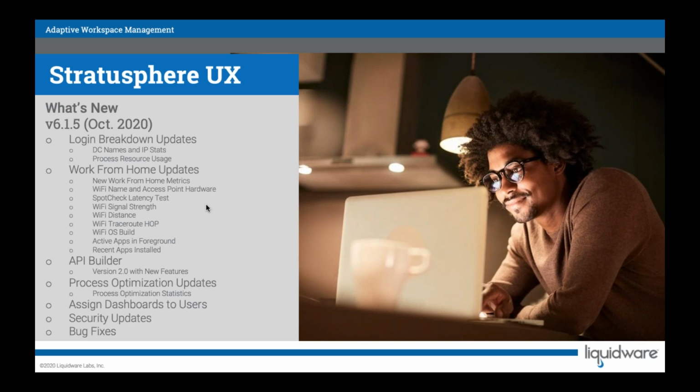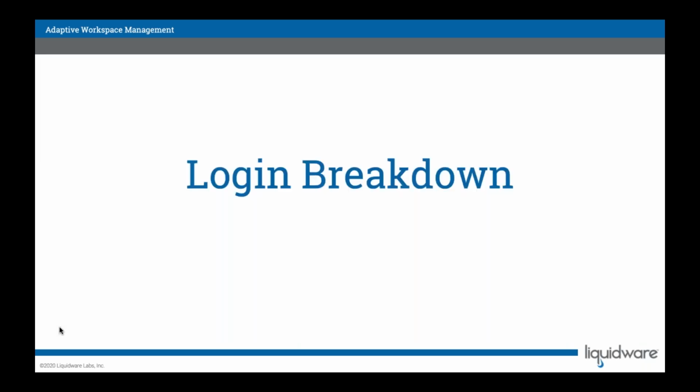So Stratusphere 615, just a summary: login breakdown, a lot of work from home features, new API builder that's in preview mode, optimization. We're going to step through a couple of these. So login breakdown. Again, this was the #1 feature in Stratusphere last year. Everybody wants a faster login time, get that user onto the desktop and let me get what I need.